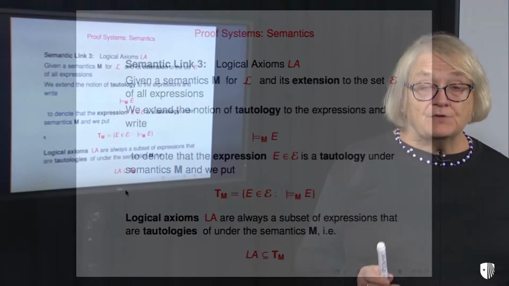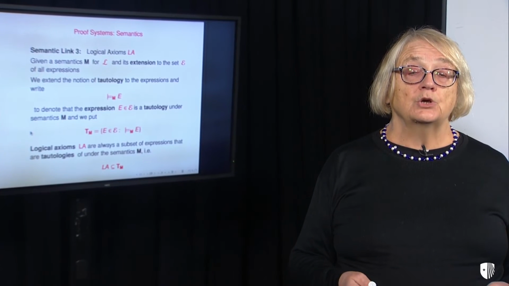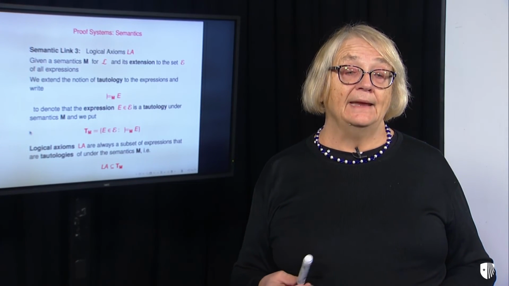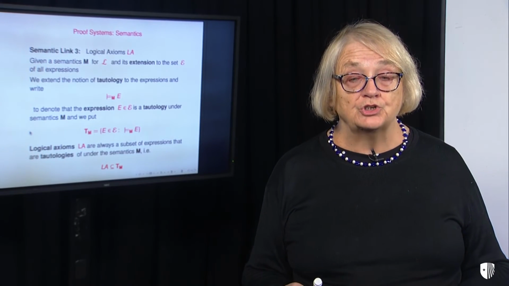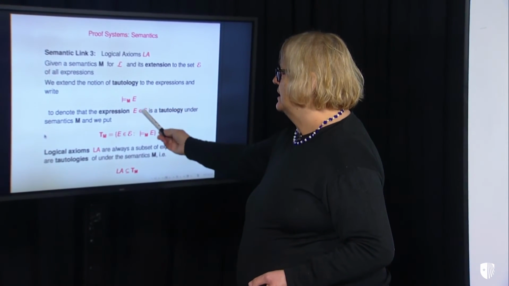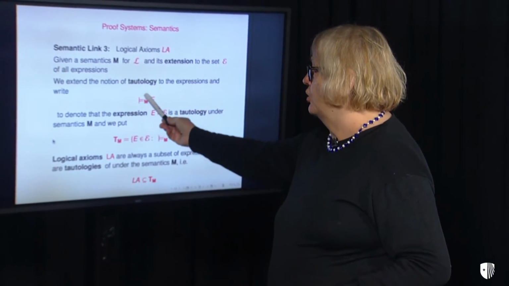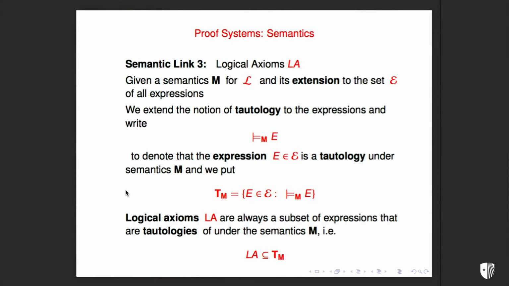Semantic links 3: we have to define logical axioms. Given a semantics M for the language, we extend the notion of tautology to the set of expressions. We say an expression E is a tautology under the semantics M in the normal way. And now we denote as T_M the set of tautologies under semantics M.